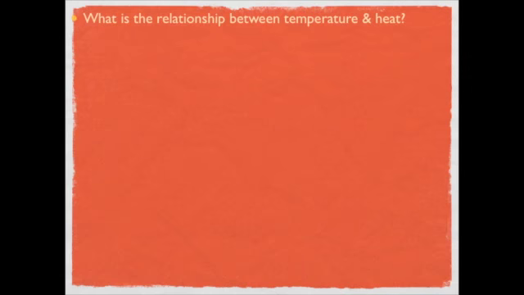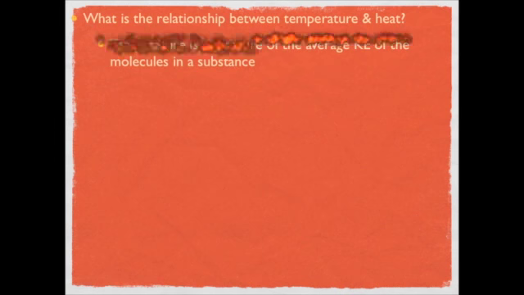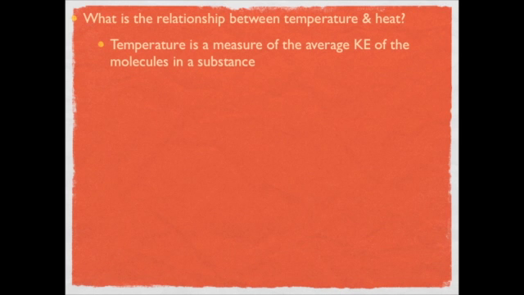First, let's look at the relationship between temperature and heat. Temperature is a measure of the average kinetic energy of the molecules in a substance. Remember, all the particles are in constant motion, so they have kinetic energy. Glue your thermometer in your notes at this point. The thermometer shows the comparison of Celsius and Fahrenheit.